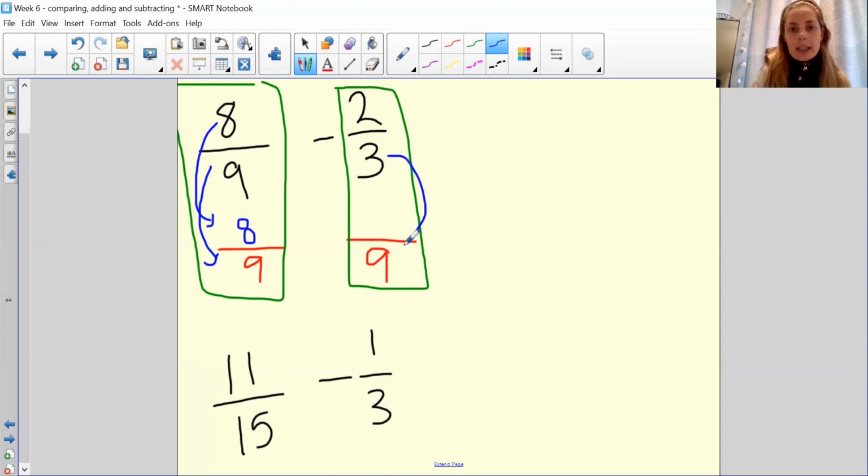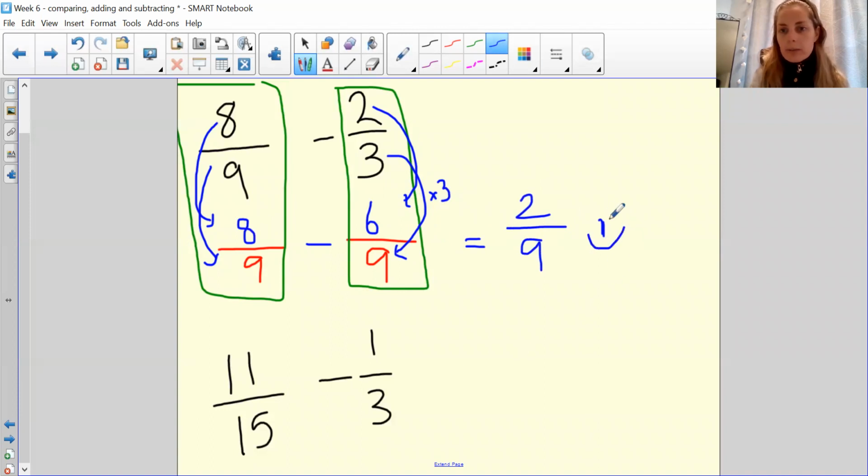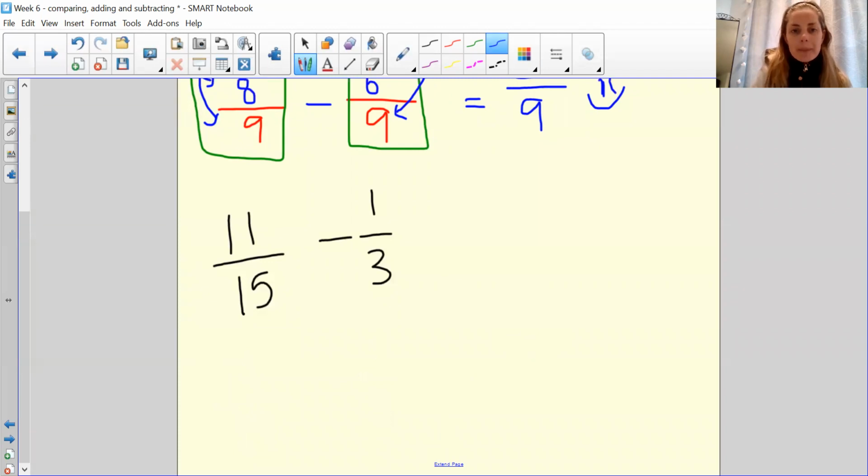I'm not going to do anything to it because I haven't changed the bottom number. Now, what did I do to the 3 to get 9? I times it by 3. So whatever I do to the one number, I need to do to the other number. I also have to times it by 3, which is going to be 6. And now I need to subtract them. Remember, subtract and not add. So 8 minus 6 is going to be 2, and I leave the bottom number the same. Hopefully you managed to get that. Oh, my little smiley face looks a bit squint. Right, let's try this one.